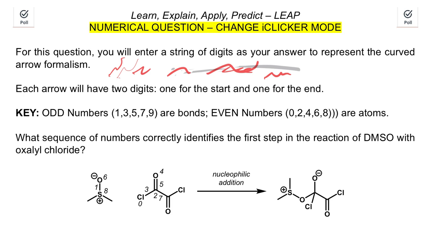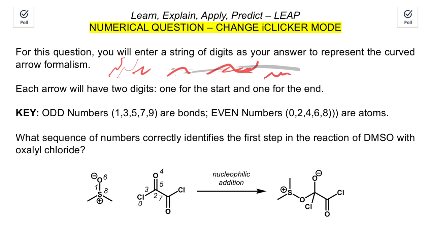So the first thing we're going to look at here is the Swern oxidation. So we have the dimethyl sulfoxide reacting with the oxalyl chloride to form an intermediate, and it says there's a nucleophilic addition.